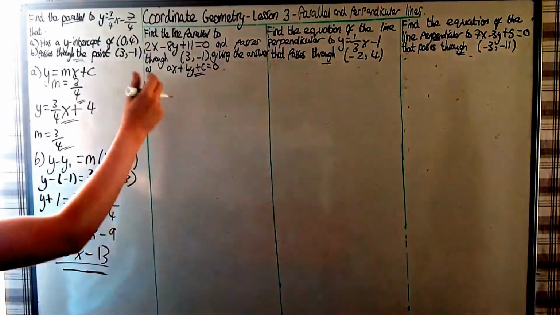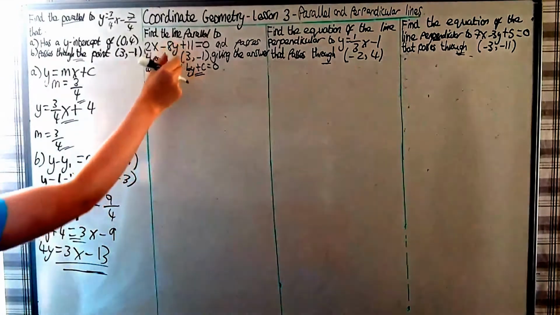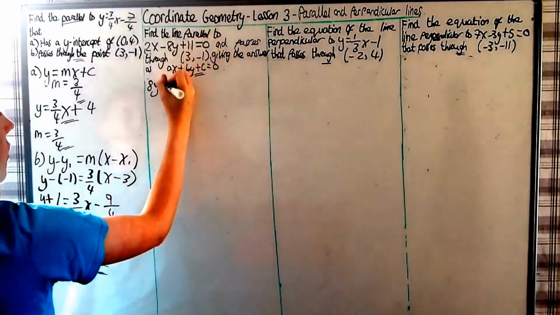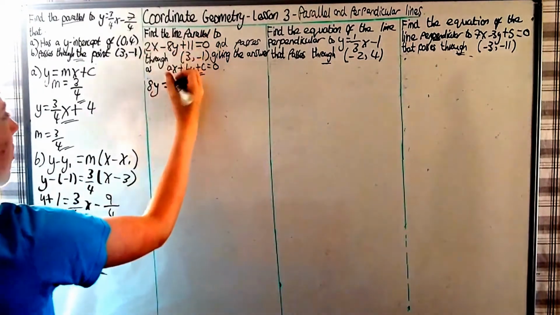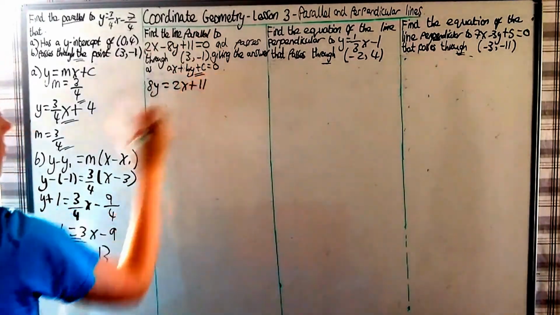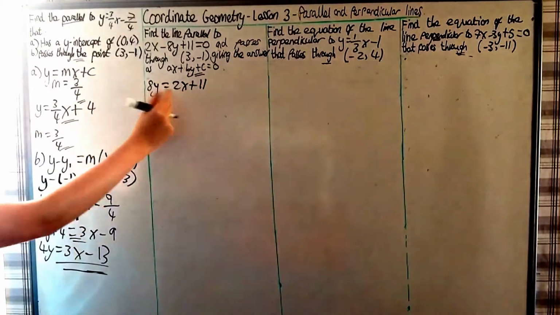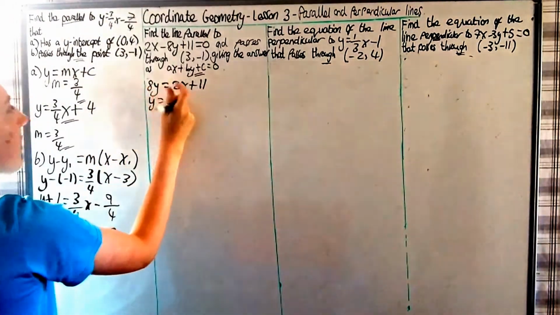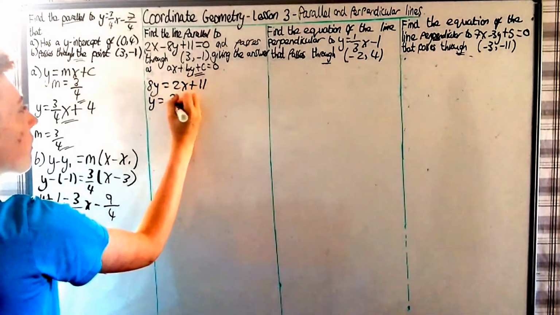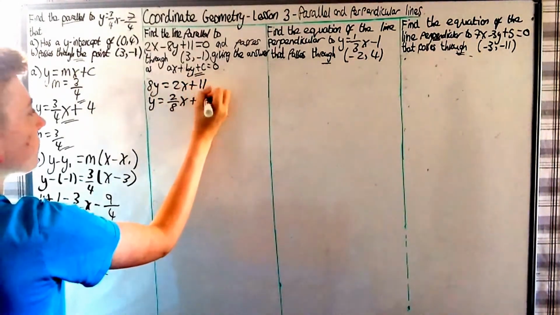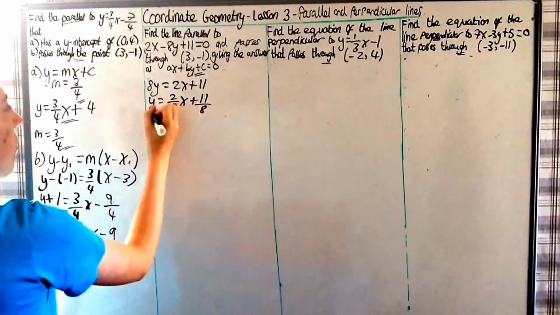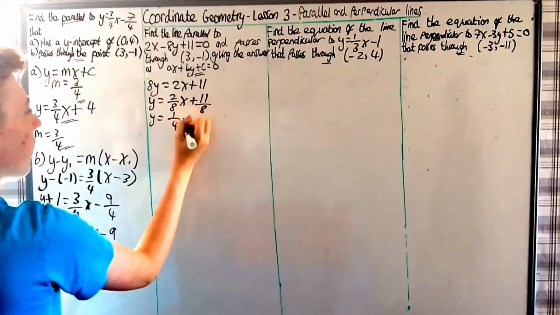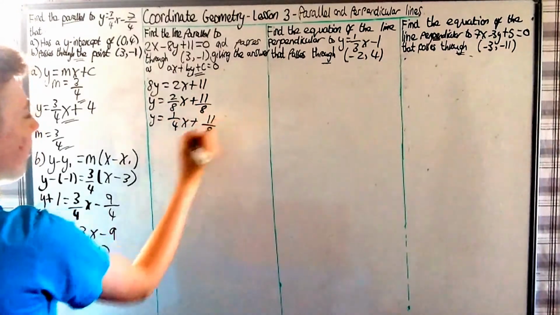We need to get this in the form y equals. So let's move the minus 8y across to become positive 8y to start with. If we move that across, we're going to get 8y equals 2x plus 11. Now we need this in the form y equals, so we divide everything by 8 to get just one y. In doing that, we have to divide this by 8 and this by 8. And we can simplify this. 2 eighths is a quarter, and this will just remain 11 divided by 8.